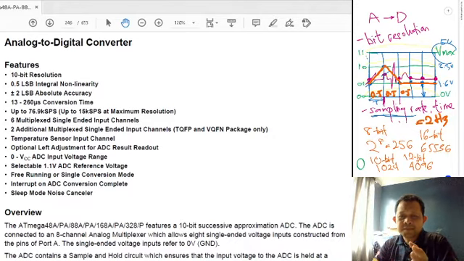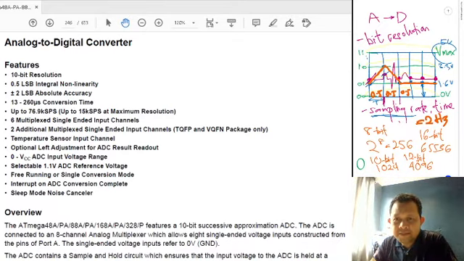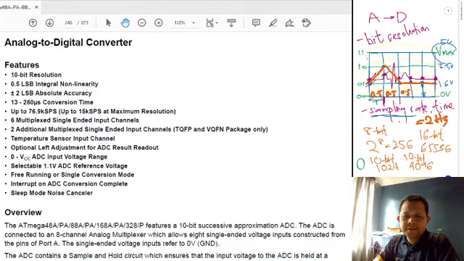So just now we talked about 8 bit and 16 bit. What about 10 bit? Let's say for the ATmega 328, the resolution is 10 bits. You can see here, it is 10 bits. So it is a 10 bit ADC.